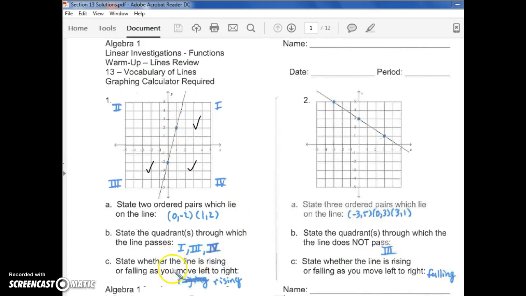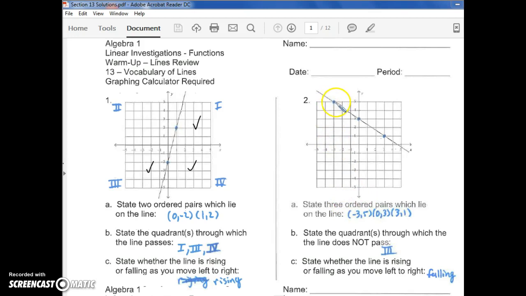And part C says state whether the line is rising or falling as you move left to right. And that's going to be the key, is we want to move from left to right anytime we're trying to figure out rising or falling. So moving left to right, if I get to this point right here where the line appears to start, I'm going to move over, and it tends to go up, so that is a rising line as I move left to right.